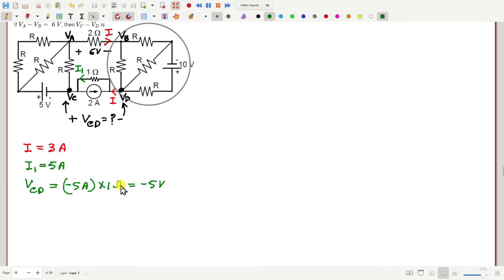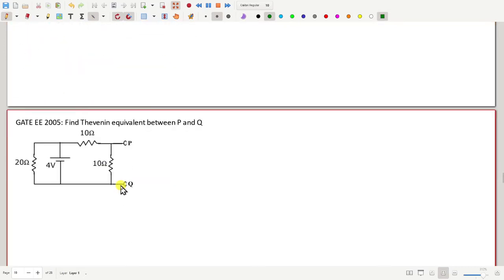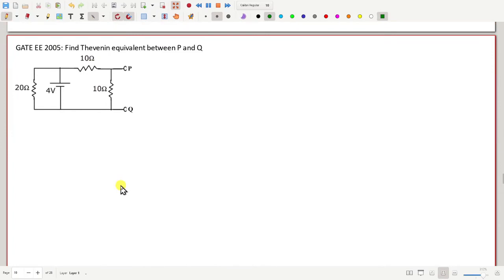Fine. Now let's move to another question. We have to find the Thevenin equivalent circuit between P and Q. Here is P, here is Q. Anyone has the answer?